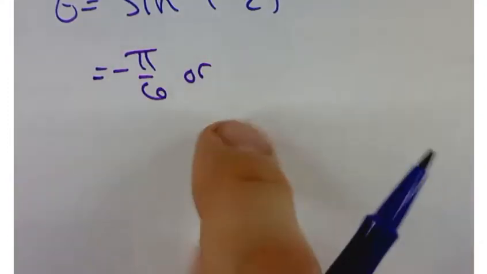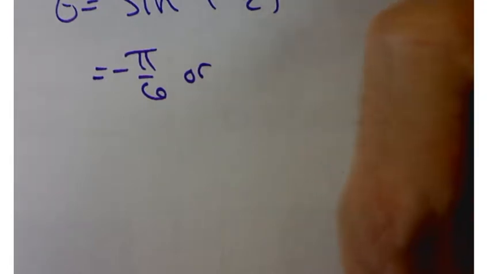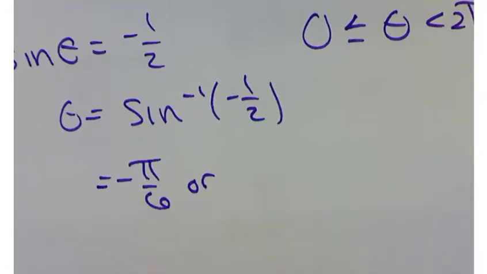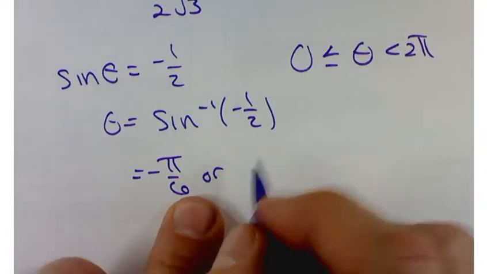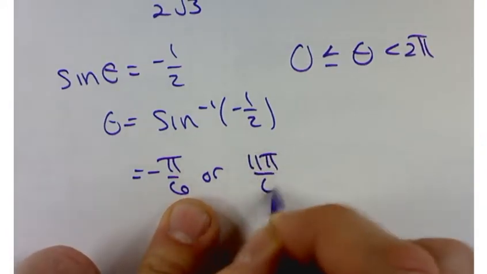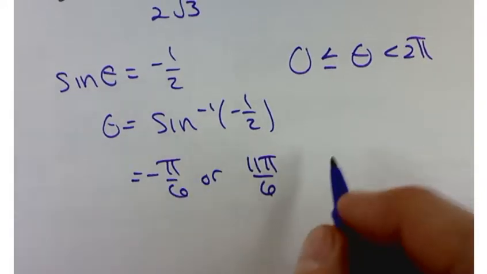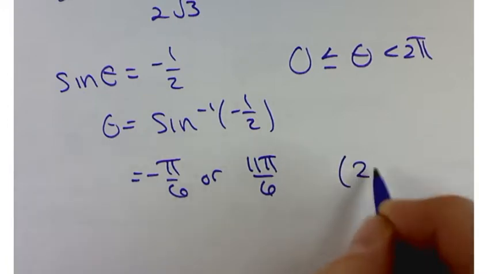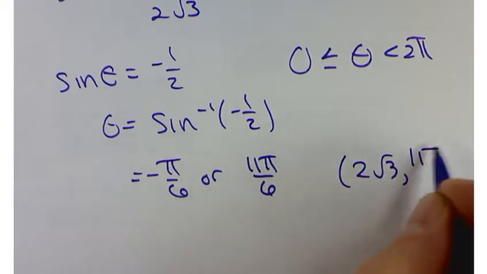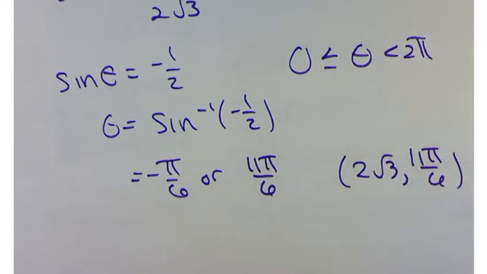Or better yet, if I'm asking for an answer for theta between 0 and 2 pi, for instance, then that answer would be 11 pi over 6. An equivalent answer there. So probably what I would be expecting on an exam would be 2 square roots of 3 and 11 pi over 6, like that.